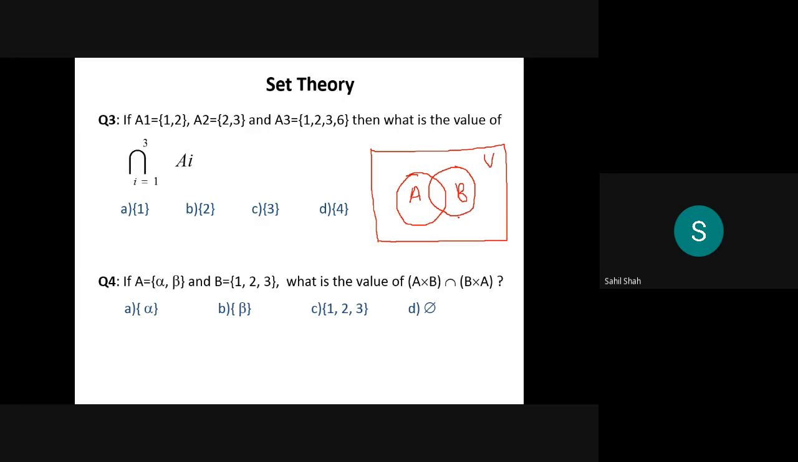Okay, set B. This shaded region, whatever I'm shading, how can we represent it? The shaded region is known as A minus B. Up to this point, I think there is no problem. We are finding A minus B, and that is this shaded region.